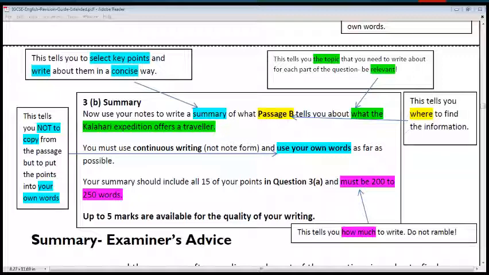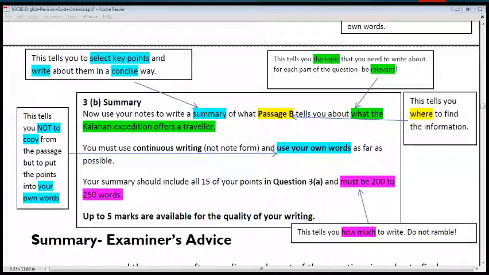Please be relevant. You must use continuous writing and use your own words as far as possible. This part is highlighted in blue. This tells you not to copy from the passage, but to put the points into your own words. In the first part, it was an option given to you to list out your points in your own words. But here, it is compulsory. It is the main thing that you need to do. You do not copy from the passage at all.